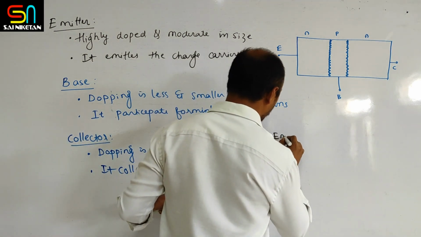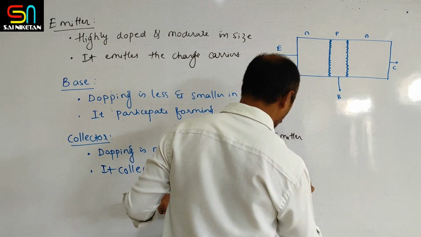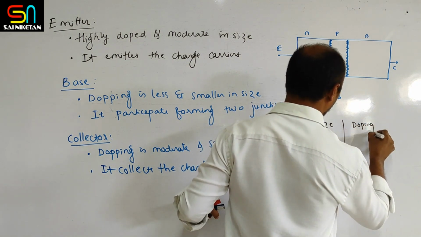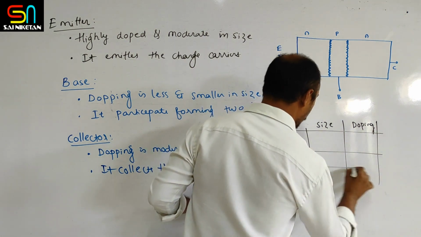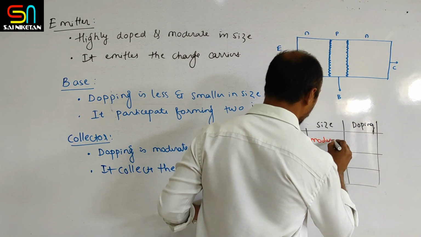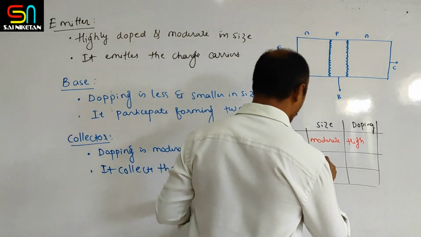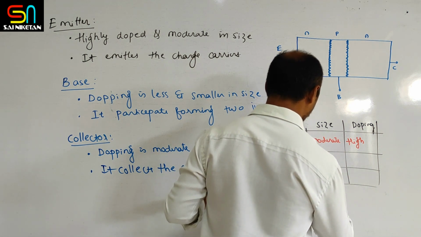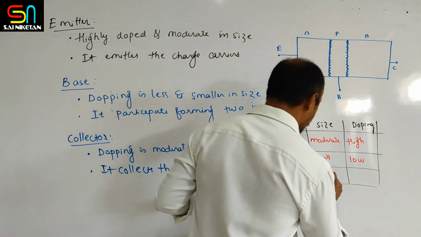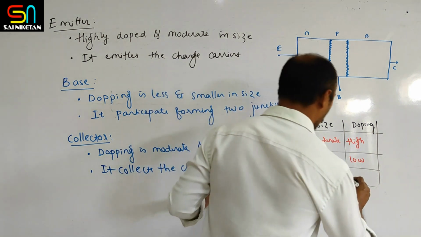If I talk about emitter, base and collector, we are dividing these three based on their size and doping. I'm just drawing a simple table so that you can remember. Here, emitter size is moderate, and doping is very high. You can write huge. Base size is very small, or simply I am writing small, and doping is low. And size of the collector is very large, you can say large, and doping is moderate.